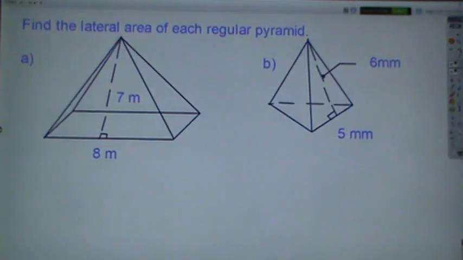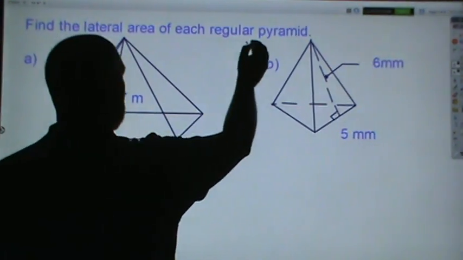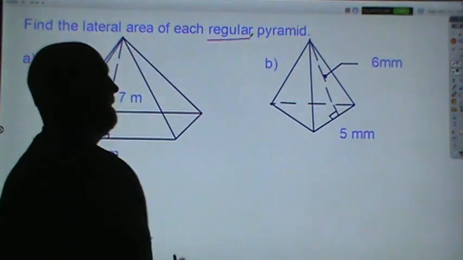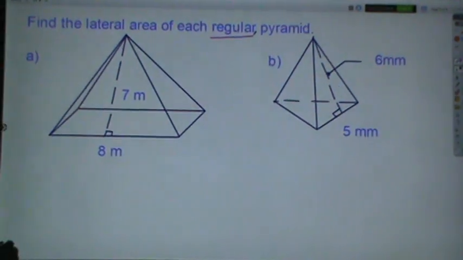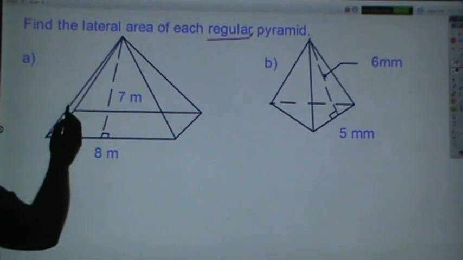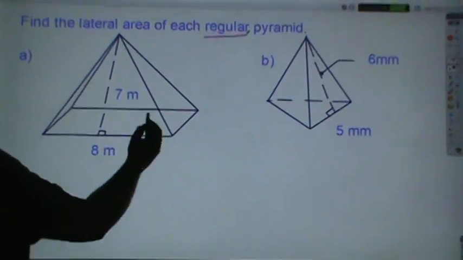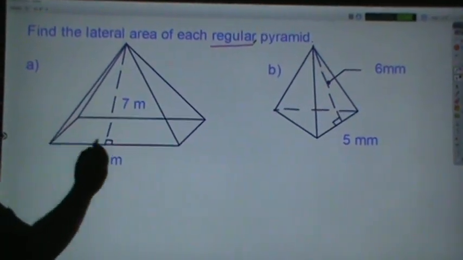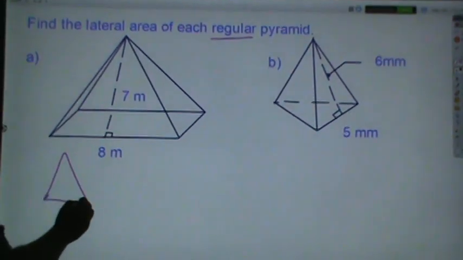So if we want to find the lateral area of these pyramids, given that they're regular pyramids, a regular pyramid means that you have a regular polygon at the base. One thing that we could do is draw a net, just like we did with our prisms. So in this case, since I have a 4-sided regular polygon at the base, I have a square at the base, so we call this a square pyramid. If I was to draw a net of the lateral surfaces, I would need to have 4 triangles.